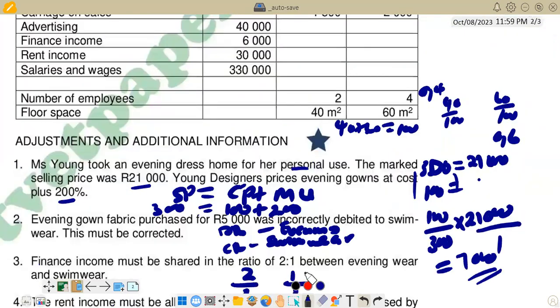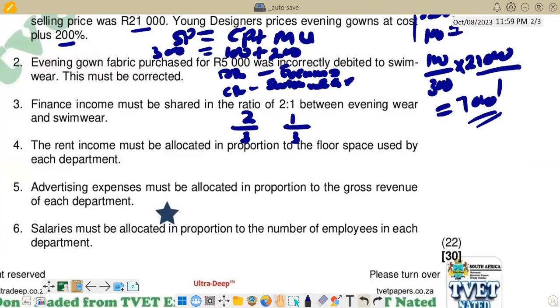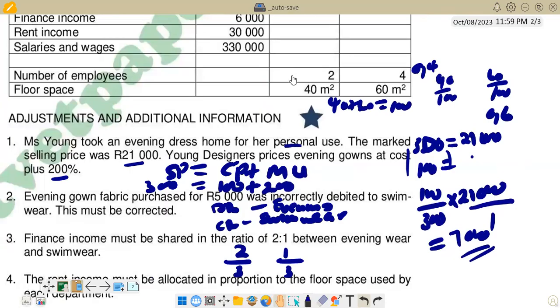So if you go in the question again, we have salaries and wages here. So this is the last one. And we try to see what type of apportioning or ratio we are using there. For salaries, number 6, salaries must be allocated in proportion to the number of employees in each department. The number of employees is given in the table here. For evening we've got 2, for swimming we've got 4. So we're just going to say 2 plus 4 and the denominator is 6. So for evening we are saying 2 over 6 times the figure for salary, 330,000. And for swim we are going to say 4 over 6 times 330,000.